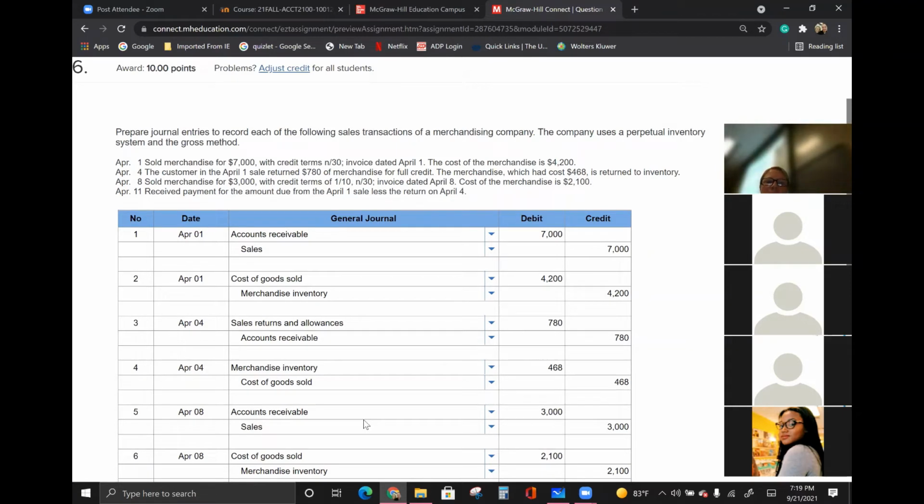April 11th, received payment for the amount due from the April 1 sale, less the return on April 4th. I'm receiving payment. Did they have a discount? That first sale that I had was how much?